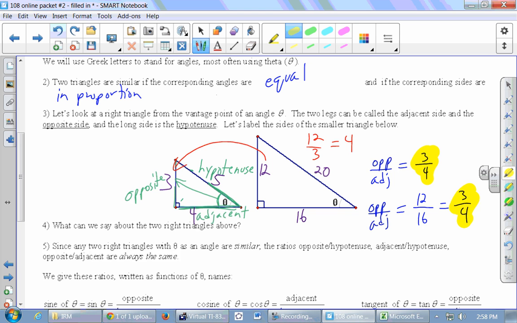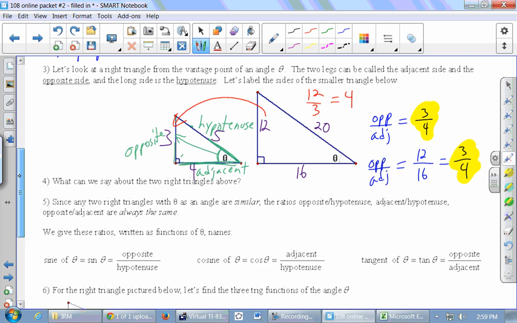And this has to happen in similar triangles. It's got to be the same ratio no matter how big the triangle itself is. In this case, if we just divide each of these numbers by 4, which was our little ratio here, then we get exactly the same reduced fraction at the end.